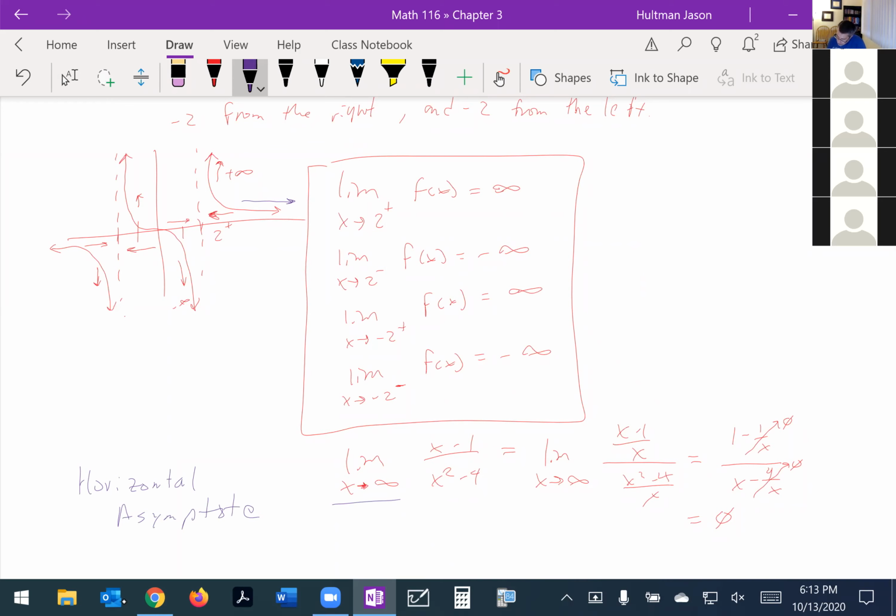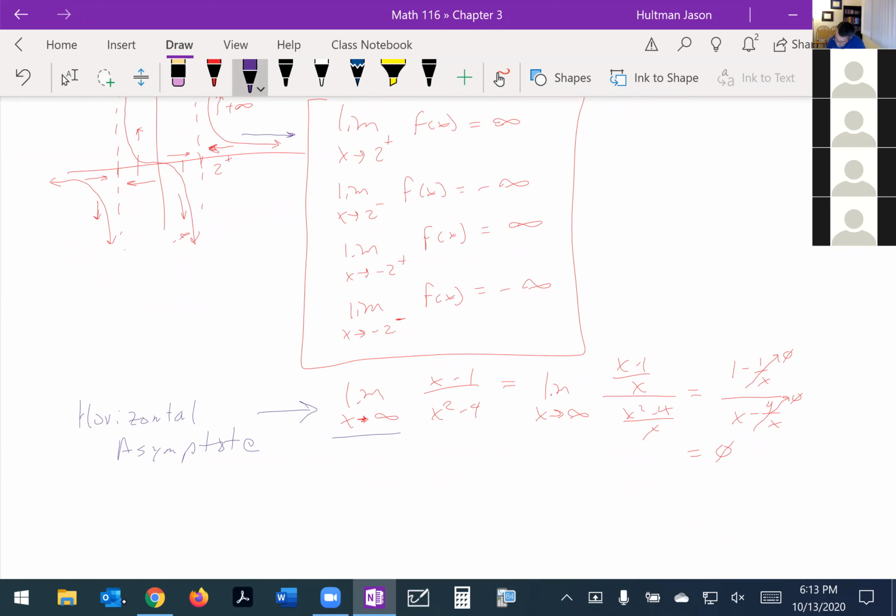Okay, that's a horizontal asymptote. The limit going to infinity, or if the limit goes to negative infinity. Let's see what happens if the limit goes to negative infinity. Well, very similar. We would say, aha, this is going to be 1 over negative infinity, which is still 0. So the whole thing still goes to 0.